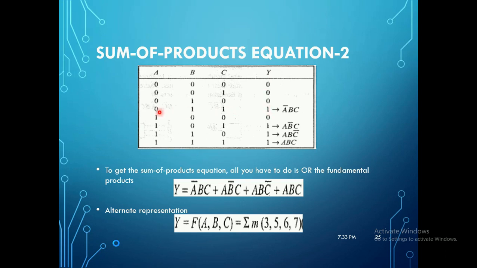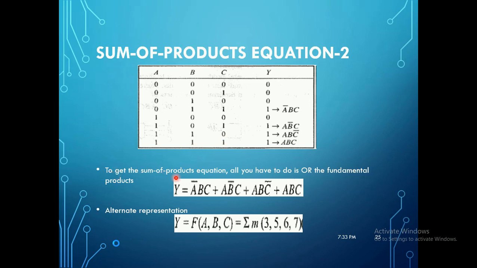So that is A bar for the input, A bar, B, C. So next 1 you get here. So what is the input? A, B bar, C. Next 1 you get for the input A, B, C bar. Next you have for the Y, you have A, B, C.